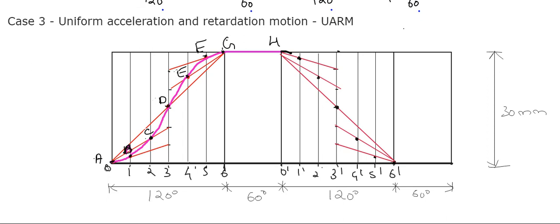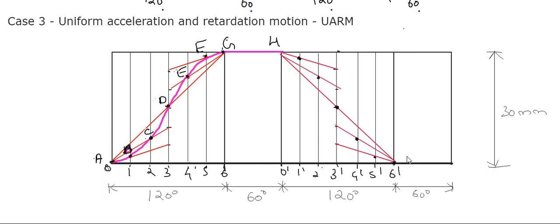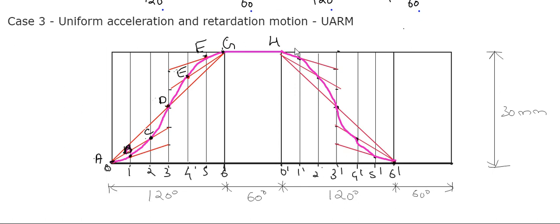So let me use the same color. So again, just pass a smooth curve around that point. Yeah, that will be the displacement diagram for uniform acceleration retardation. So again, name those lines accordingly. So after H it will be I here. This point will be I, J, K, L, M, N. This will be O.